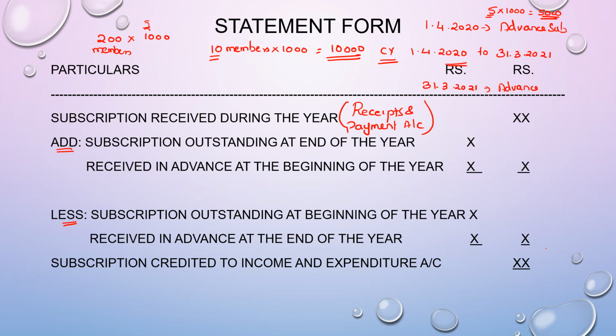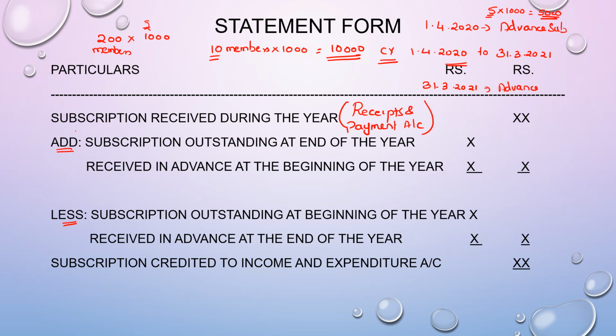Once we add and subtract this amount to the total amount received during the year as per the receipt and payment account, we will be arriving at the subscription income, which has to be credited to the income and expenditure account. I hope it is clear. This is the statement form. If the information is directly given, if you have the amount as per receipt and payment account and the outstanding and the advance at the beginning and end have been clearly given, this is the best method of finding out the subscription income to be credited to income and expenditure account.